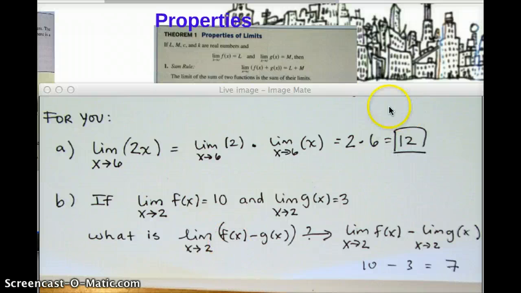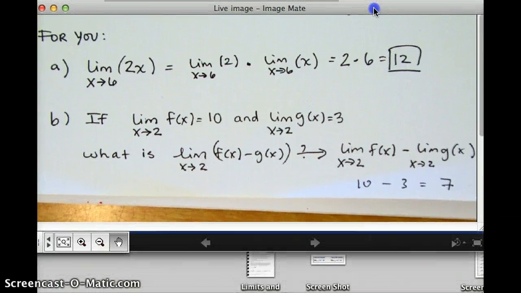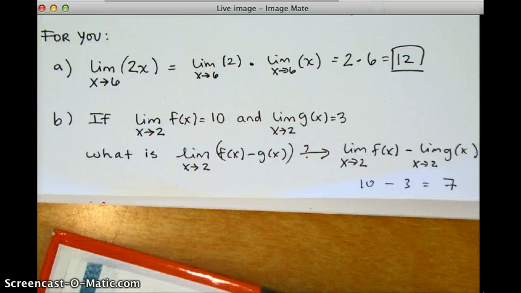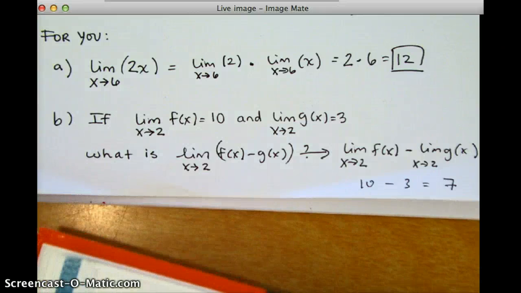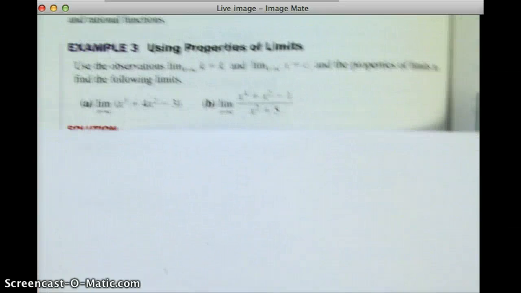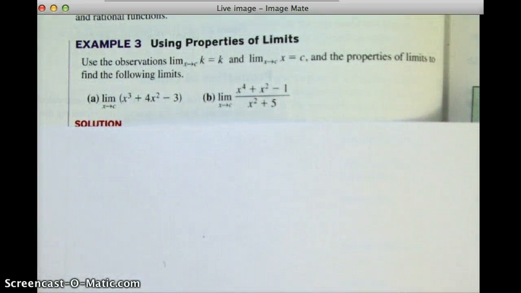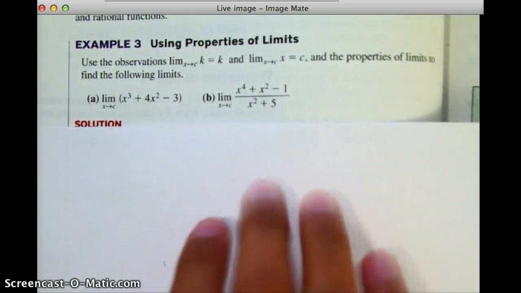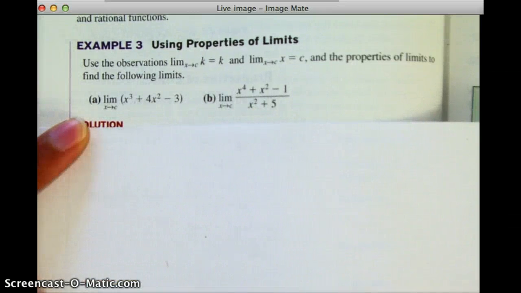Okay, at this point, you're probably saying, this is ridiculous. We're just evaluating numbers. Well, that's brilliant. If you recognize that basically we're just plugging things in, you're ready to move on. Example 3 in your textbook shows you a little bit more what we really want by studying these properties. When we solve these, I have no doubt that you can pretty quickly figure out that we're going to be able to break everything apart.